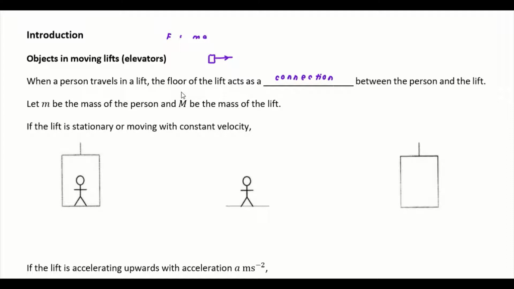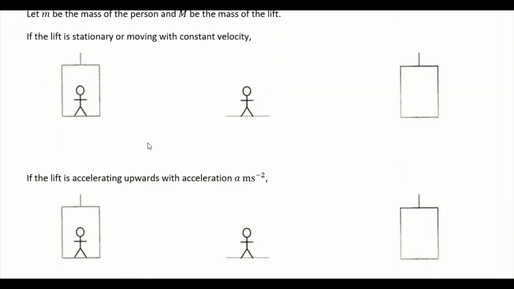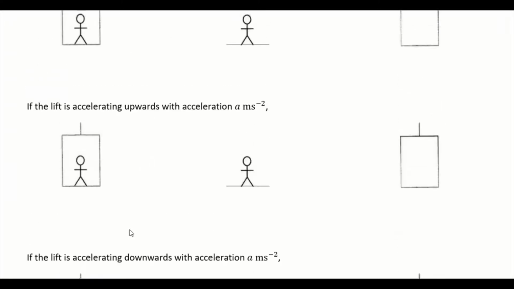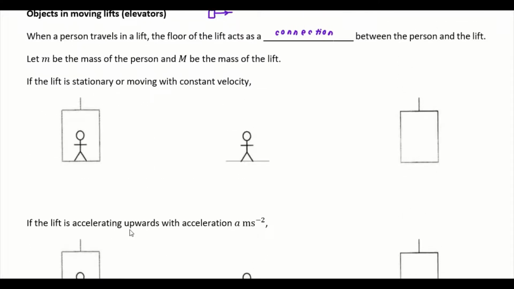Now we'll be looking at three different situations. The first is what happens to the whole system, to the person and to the lift, when the lift is stationary or moving with constant velocity. That's the case where forces are in equilibrium, because there's no acceleration involved. Then we'll look at the second and third, which have acceleration. One is accelerating upwards and the other is accelerating downwards. So let's try to solve the first one first.